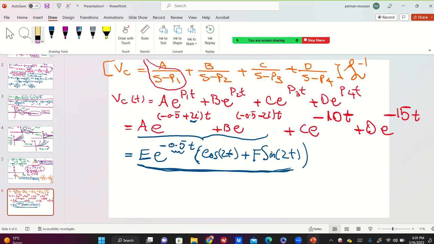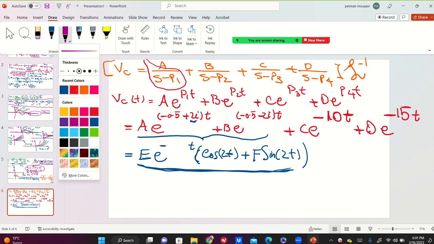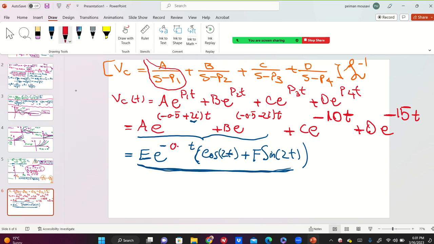But what I'm going to change is the color of this. You're going to tell me, Payman, are you stupid? No, I'm not. The e^(-0.5t) term, plus C e^(-10t) plus D e^(-15t). Good.